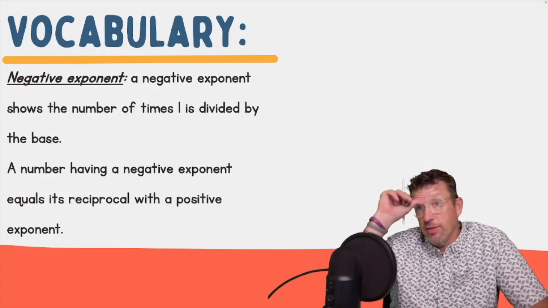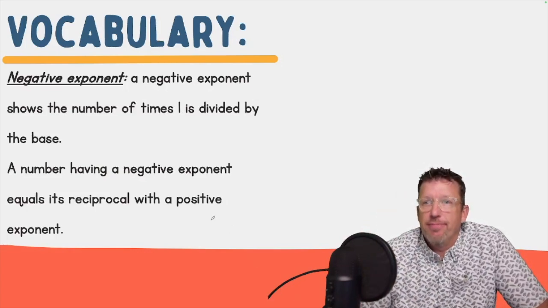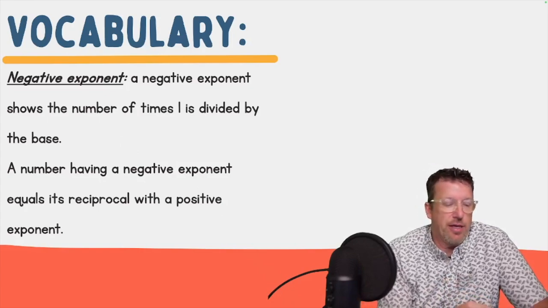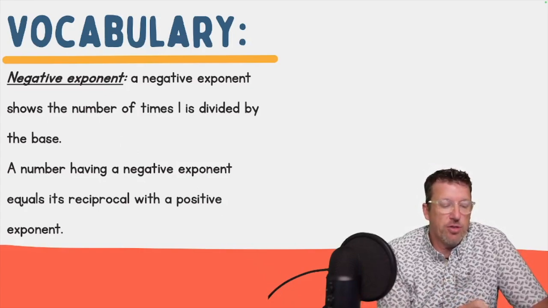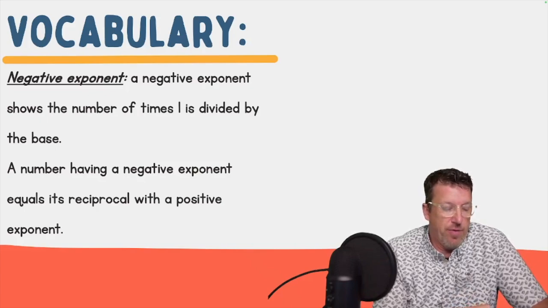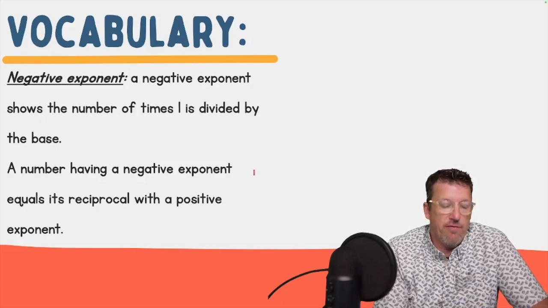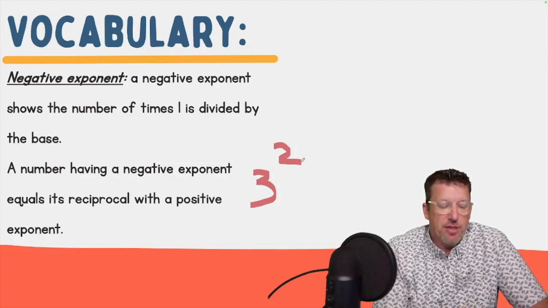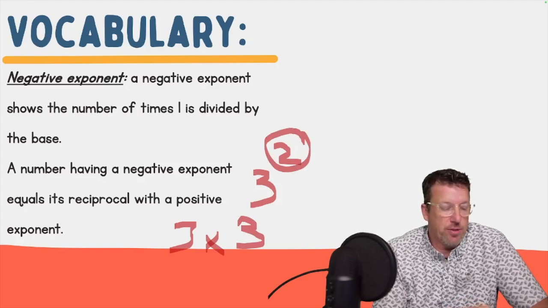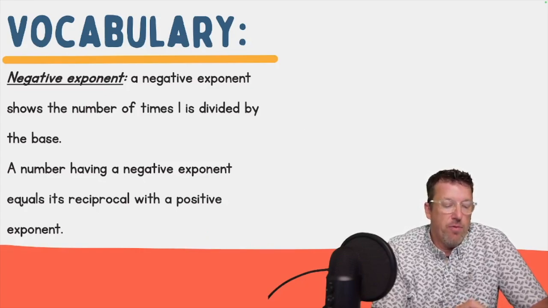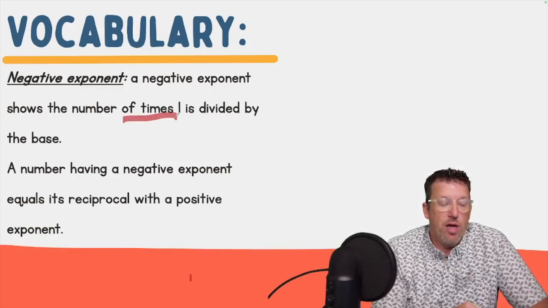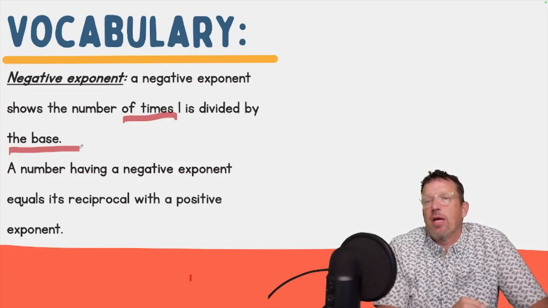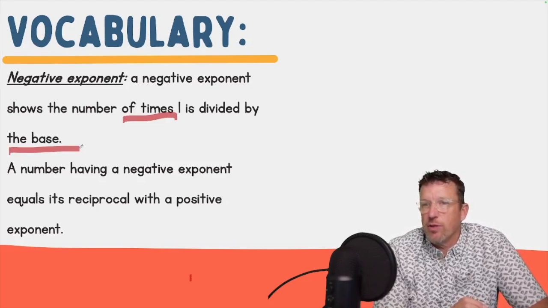Okay, first we got to start with a little vocabulary. Negative exponent, okay? So I want you to look at negative exponent there and what it's going to show. So when we think of a regular exponent, we think of like 3 squared, okay? And what that means is the amount of times that 3 is multiplied by itself, which would be 2 times. That's what the exponent tells us. So when we're thinking about negative exponents, what we're talking about is it shows the number of times 1 is divided by the base, okay? And that'll make a little bit more sense once we get going.